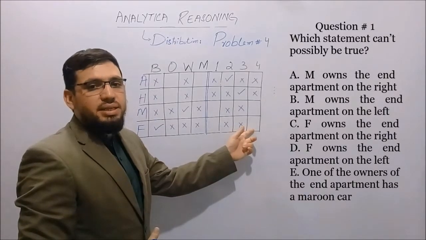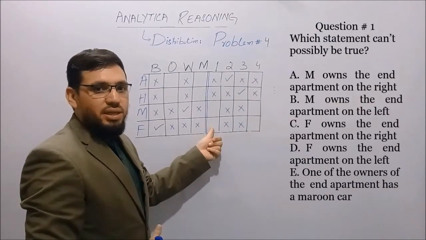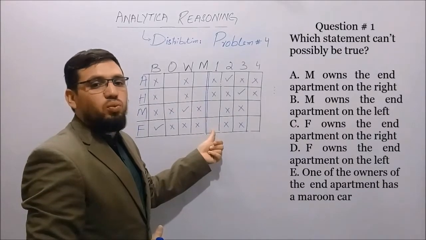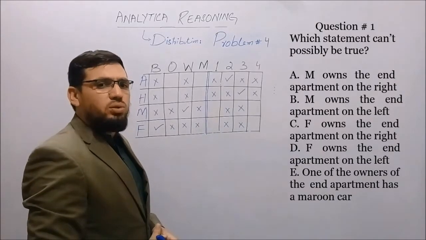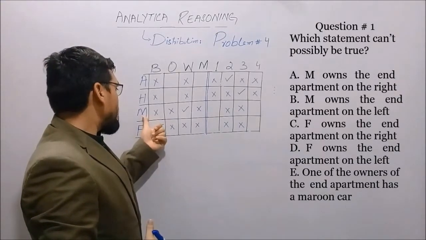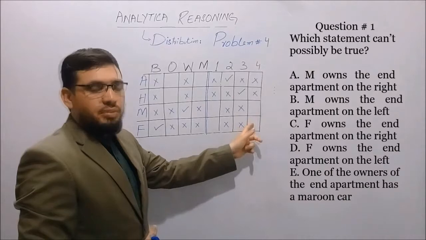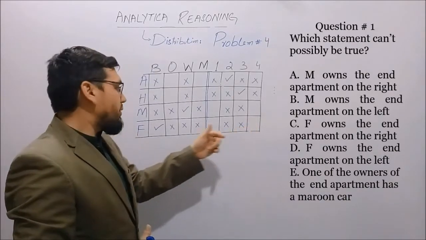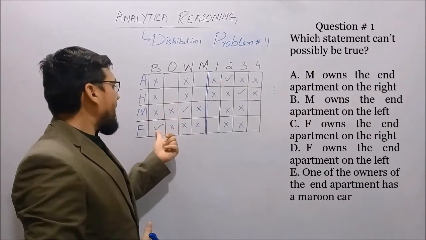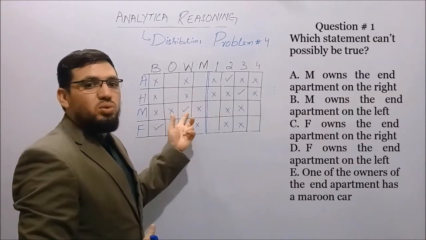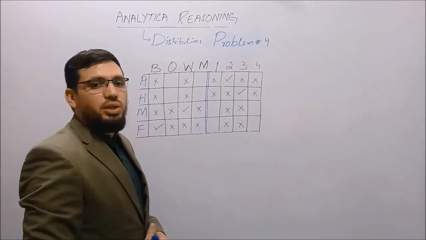Option D is that F owns the end apartment on the left side, meaning this one. So it is also possible. And option E is that one of the owners of an end apartment has a maroon car. If we look down at the table, the end apartment could be assigned to only these two persons, M and F. But on the other side, if we look around, both of these two have cars which are black and white, meaning the maroon car cannot be assigned to these two persons. So this is the option we were looking for.